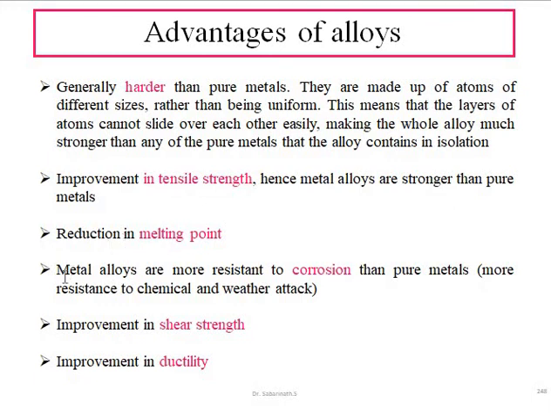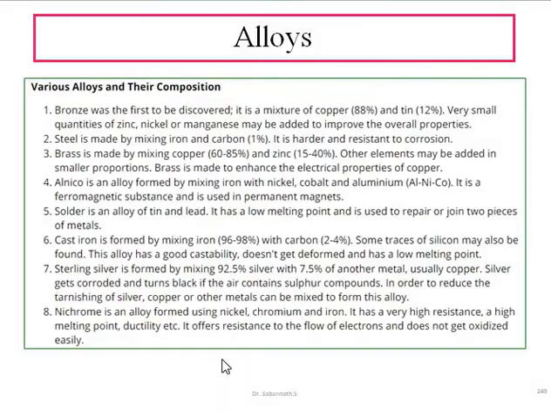And the metals, as we see, the stainless steel and all the metal alloys will be more resistant to corrosion. Okay, and it will also resist chemical and other weather attack. So it improves the shear strength just like tensile strength, and it will also improve the ductility. So these are some of the alloys and their compositions which you can go through in the notes. I'm not spending much time.